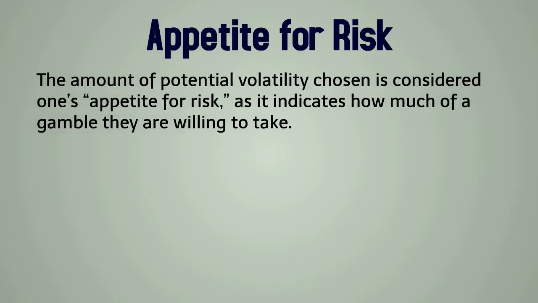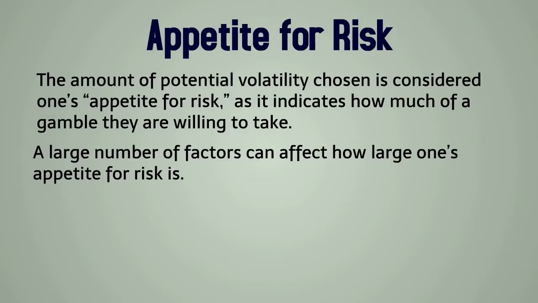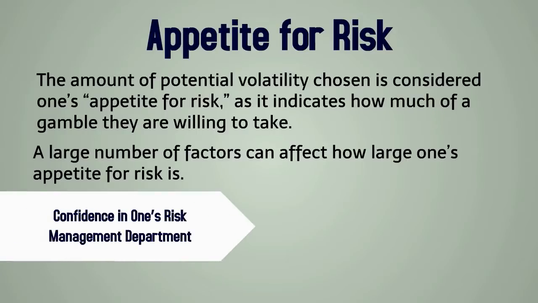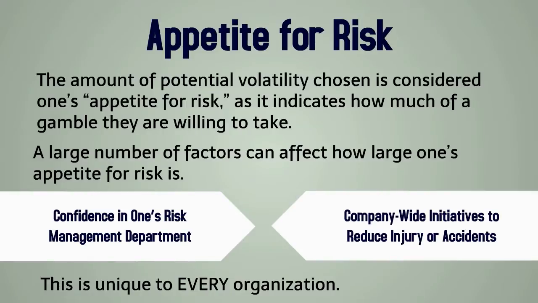The amount of potential volatility chosen is considered one's appetite for risk, as it indicates how much of a gamble they are willing to take. Note that a large number of factors can affect how large one's appetite for risk is. These include anything from confidence in one's risk management department to company-wide initiatives to reduce injury or accidents. This is unique to every organization.